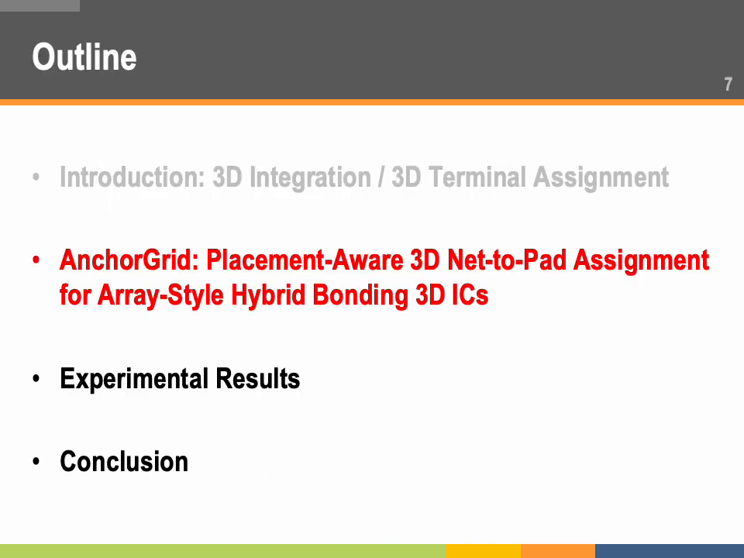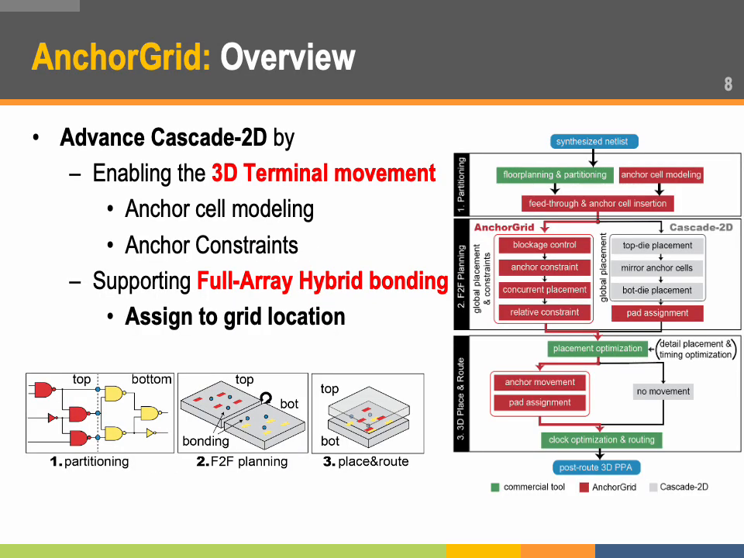Next, we will explain the details of our framework. Our framework extends Cascade 2D by enabling 3D terminal movement through anchor cells and anchor constraints, while also supporting full array hybrid bonding for multi-die integration. The Cascade 2D flow consists of three main steps: partitioning, face-to-face planning, and 3D placement and routing. A comparison between our framework and Cascade 2D is shown on the right.